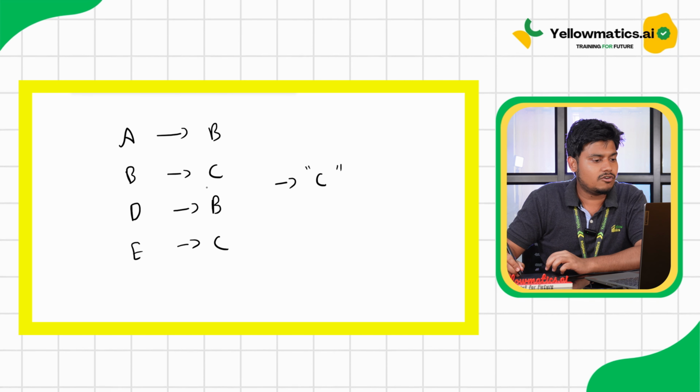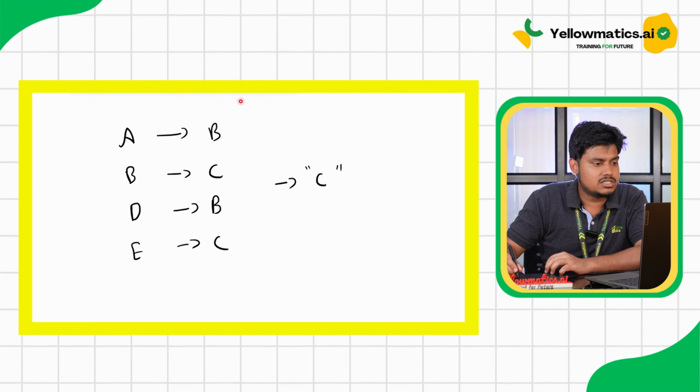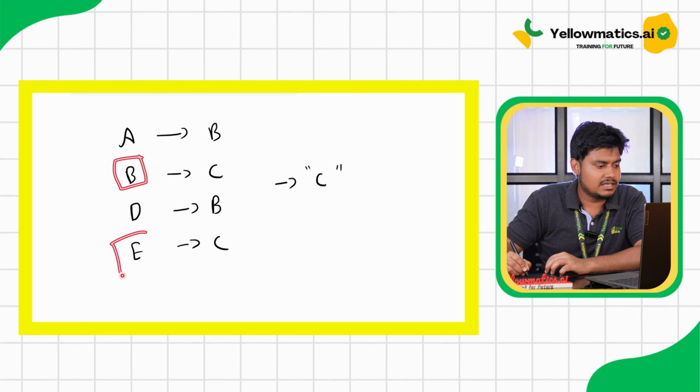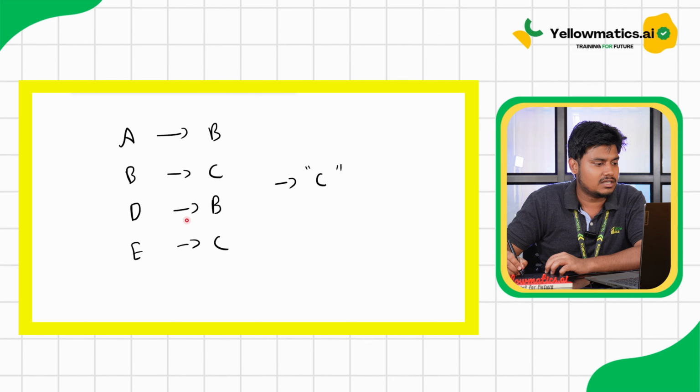So அதுக்கு first C க்கு எத்தனை direct child இருக்கு அப்படின்னு சொல்லிட்டு நம்ம கண்டுபிடிக்கணும். So C யோட child யாருன்னு பார்த்தீங்க அப்படின்னா B and E. So B and E தான் C யோட direct child. So இப்போ இவங்களோட child தான் C யோட grandchild.